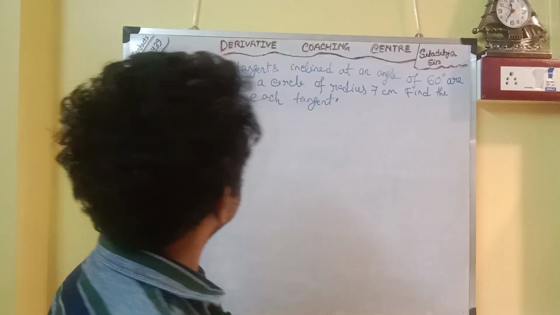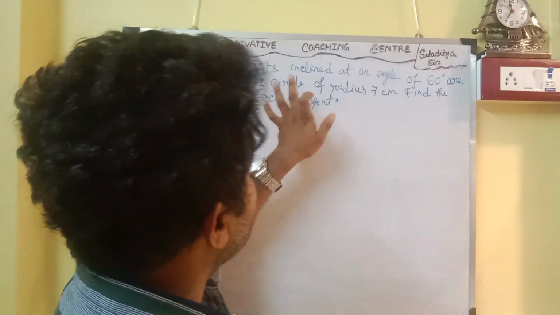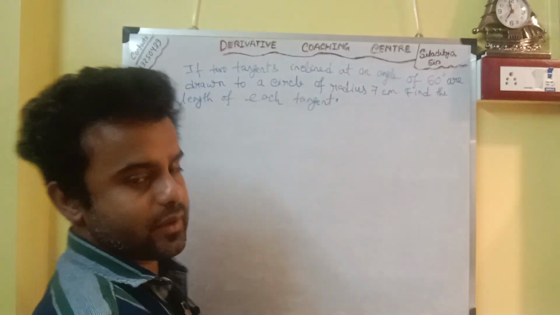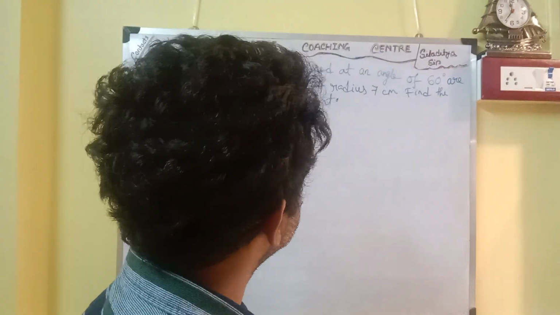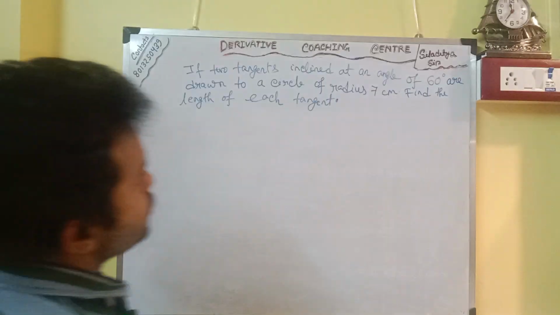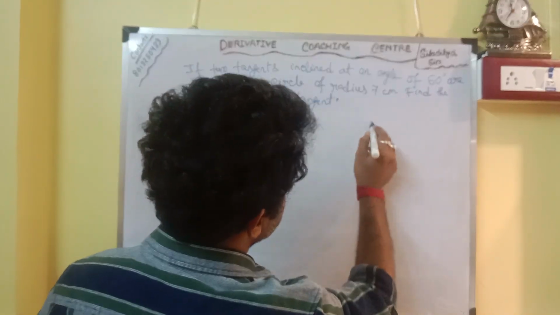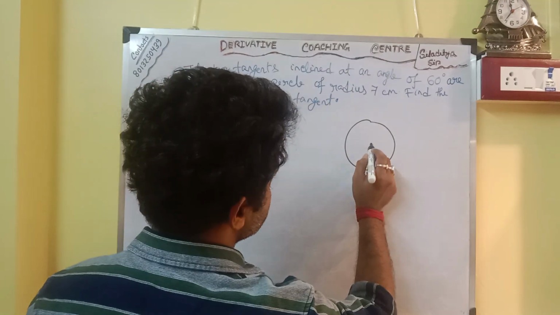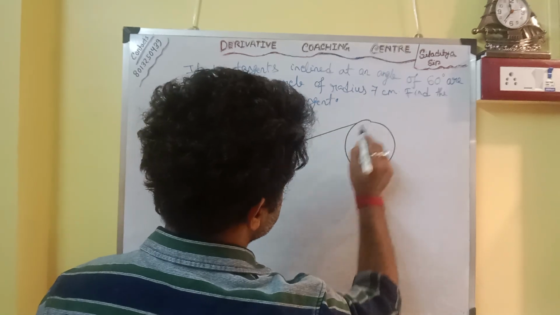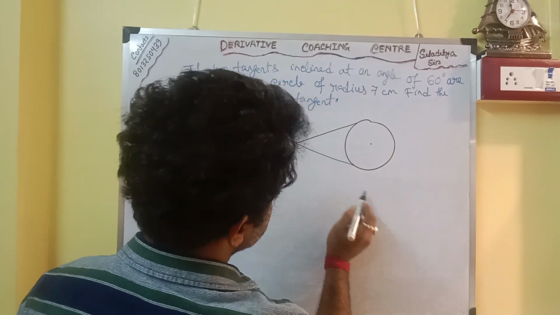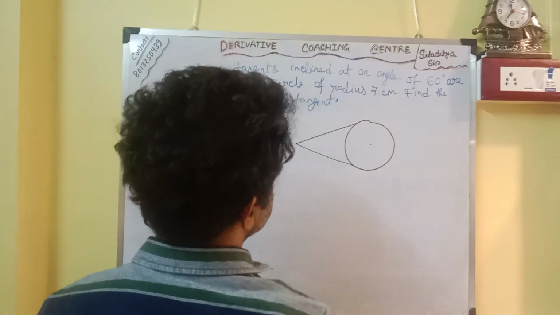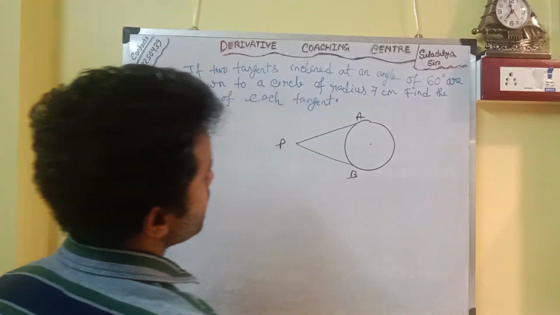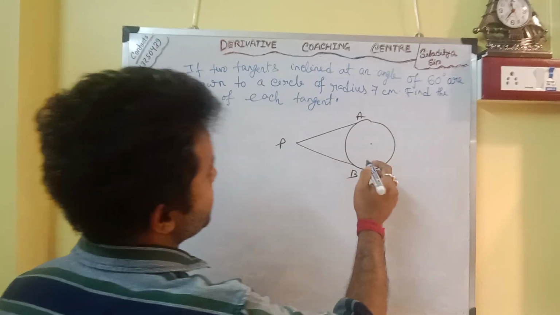Now the next question: if two tangents inclined at an angle of 60 degrees are drawn to a circle of radius 7 centimeters, find the length of each tangent. So first of all, draw this figure. Suppose the two tangents are named PA and PB, and the radius is given, that is 7 centimeters.